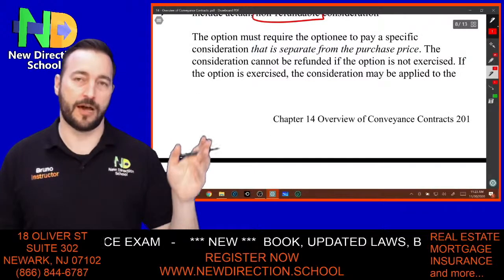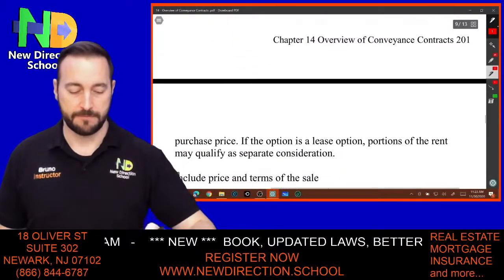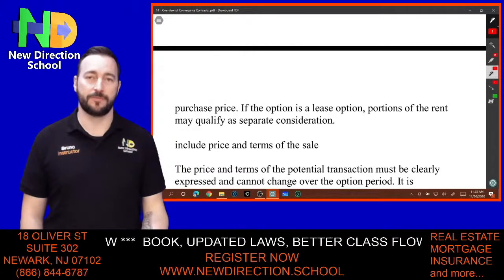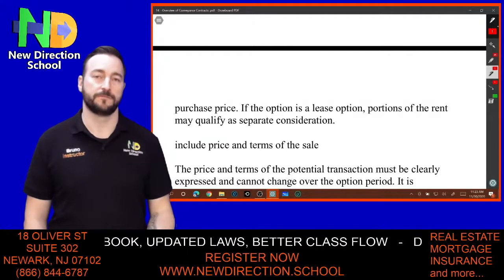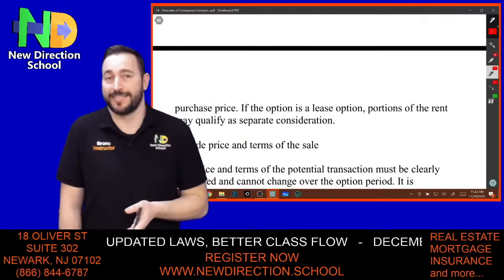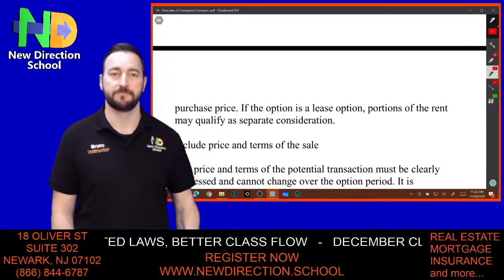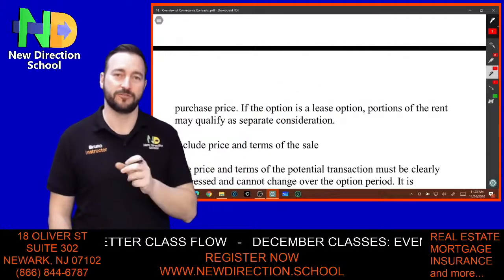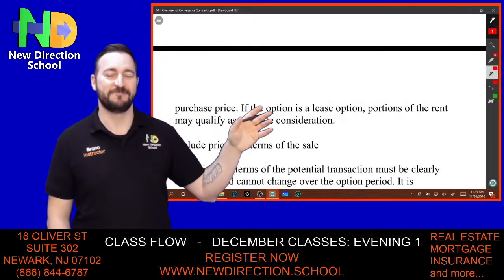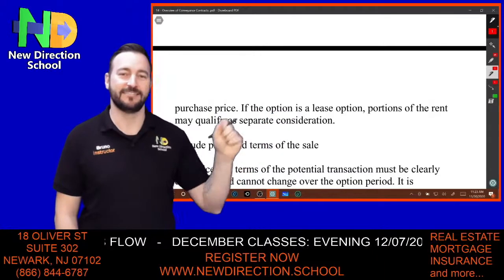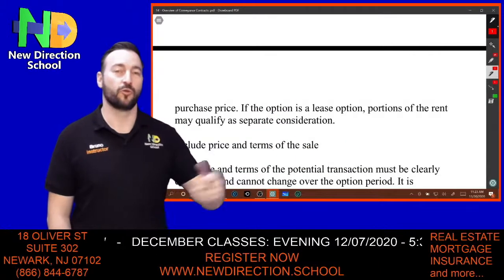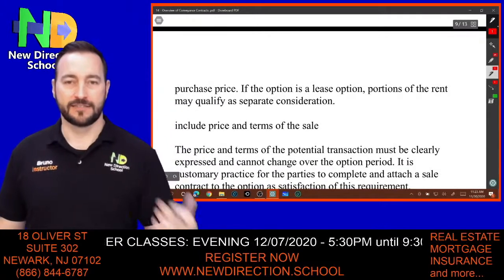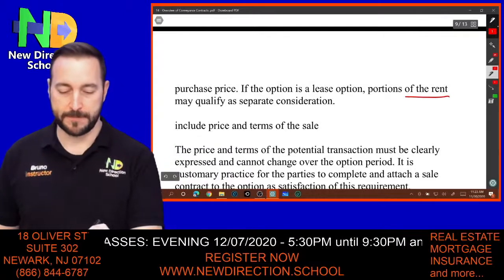If the option is exercised, then the consideration may be applied towards the purchase price. So again, it's almost like that good faith deposit, right? I'm not obligated to buy, but if I don't buy, the seller keeps the money. If I do purchase, then they take that option money and credit it towards the purchase price. In some states, this part is mandatory.